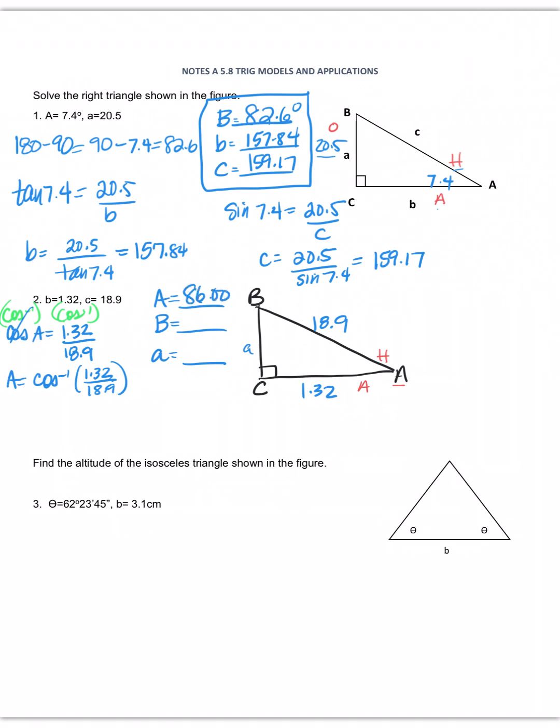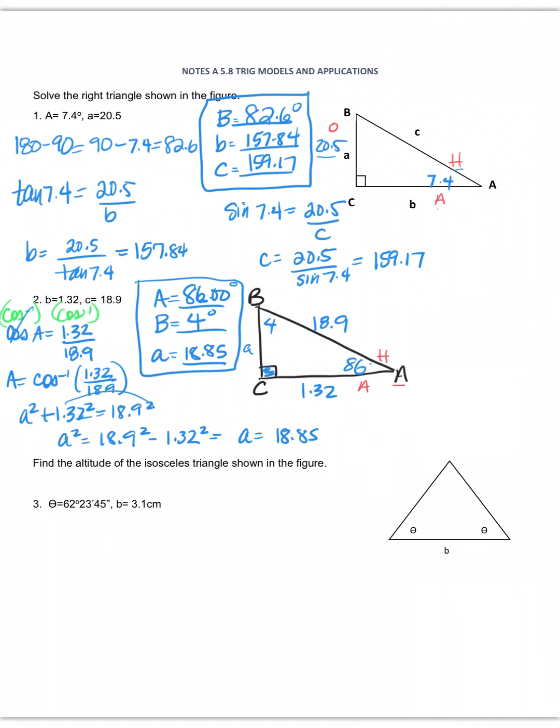Okay. Now, I know that angle C is 90, so that's 90 left between the other two angles, right? So if this is 86, that means this one is 4 degrees. Okay, sometimes you can just do the mental math. Now to find the missing side, I can use a trig function or I can use Pythagorean theorem. So a squared plus 1.32 squared is going to be 18.9 squared. Just one way to do it. So a squared is 18.9 squared minus 1.32 squared. When I run that in my calculator and I take the square root, I find out that a is 18.85. All right, and I've solved that triangle.